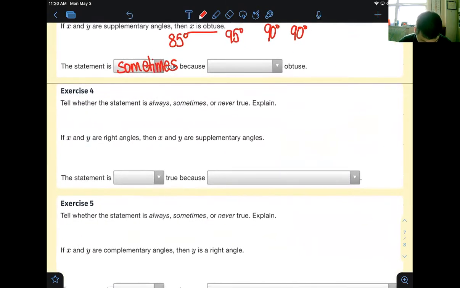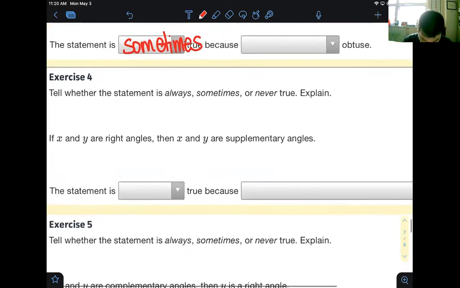Number 4, if X and Y are right angles, then X and Y are supplementary angles. Well, if X and Y are right angles, that means they're both 90 degrees. Does 90 plus 90 always equal 180, sometimes equal 180, or never equal 180? Because that's what it means to be supplementary. And the answer is it always equals 180.